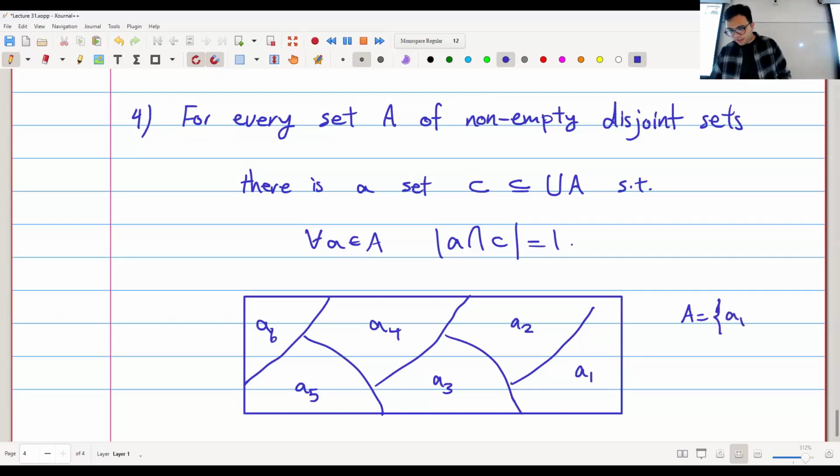So it contains A1, A2, up to A6. Each of these sets is non-empty, and each pair of them is disjoint, so there's no element that is in both of them. What the axiom is saying is that I can pick one element from each of them. So I can pick a set C, basically these red elements, such that there is exactly one element in C and every set of my group. So the intersection of every Ai and C is exactly one element.